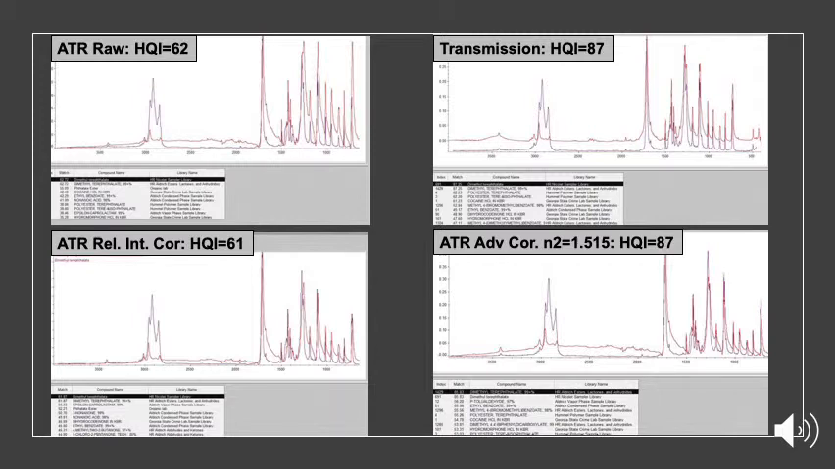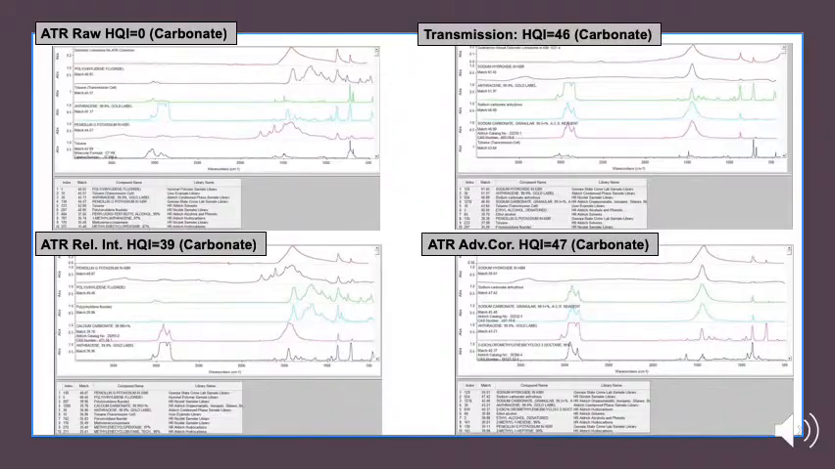So while library searches may be more difficult under ATR conditions, functional characterization itself may not be impossible manually. Now, we'll see a slightly different story with this spectra of dolomitic limestone.